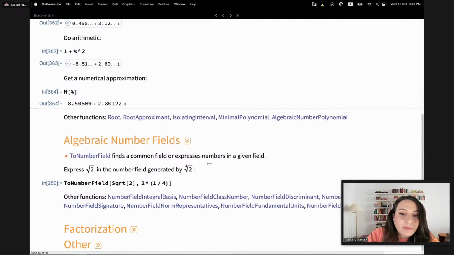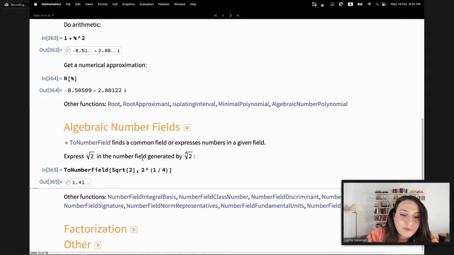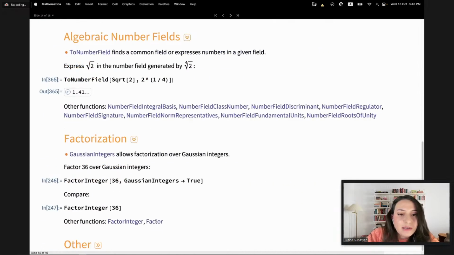So the algebraic number field, what is it? For example, one of the functions here is ToNumberField, which finds a common field or expresses numbers in a given field. For example, we can do this. We can express square root of 2 in the number field generated by this number. The other functions are number field integral basis, number field class number, and the others.